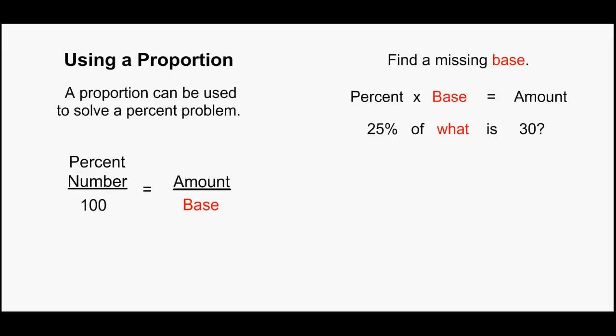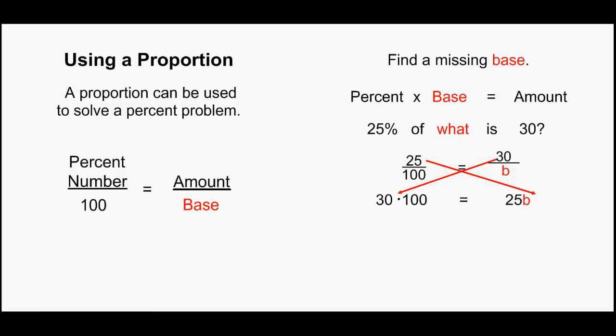Let's use a proportion to find a missing base. 25% of what is 30? Let's set up our information into our proportion. 25% is 25 over 100 equals 30 over B. Let's use cross multiplication. 25 times B is 25B.